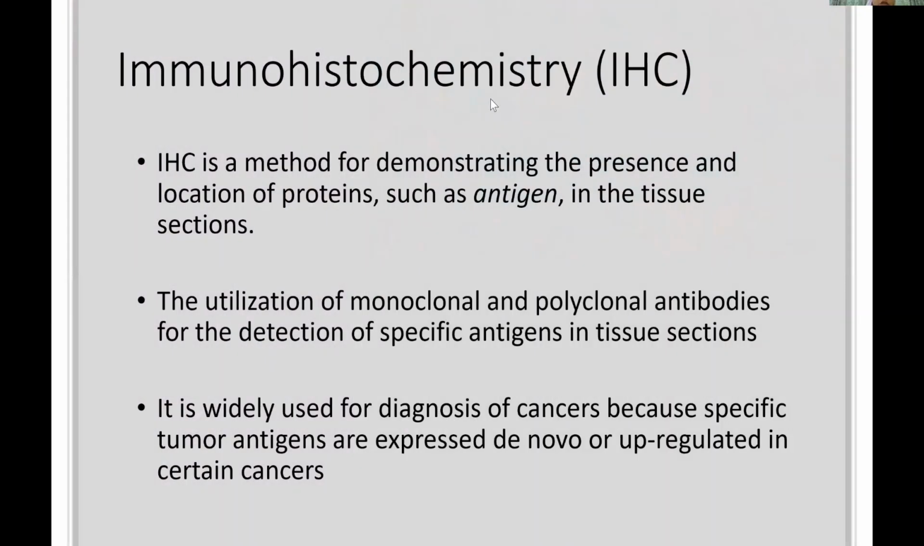Next, immunohistochemistry. As the name suggests, it is composed of an antigen-antibody complex. It demonstrates the presence and location of proteins, meaning in IHC we stain the protein. We look at the protein. This protein is called an antigen. We use either monoclonal or polyclonal antibodies depending on the specific antigen. This is used to confirm tumors, because for most tumors we can't make a diagnosis based on H&E alone. So we need further staining.